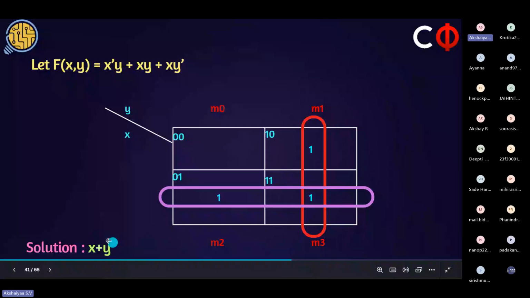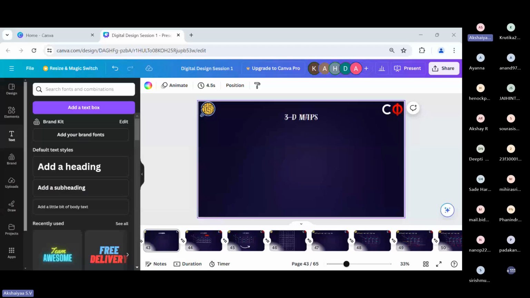So before I move to 3D K-maps, if there are any doubts, you can put it in the Q&A section and I'll clear that. Are there any doubts, guys? Or do you want me to give you another example with this 2D K-maps itself? Or do you want me to proceed with 3D K-maps? Do you want me to reduce the pace? Anything, just put it in the Q&A section. I'll wait for 2 minutes. If there are no messages, I will assume that you guys are pretty much clear with it and I will move to 3D maps.